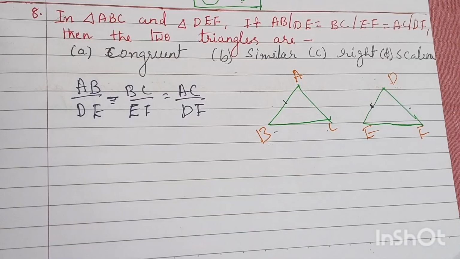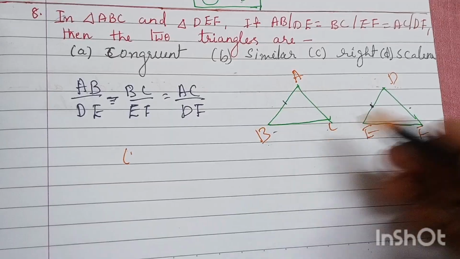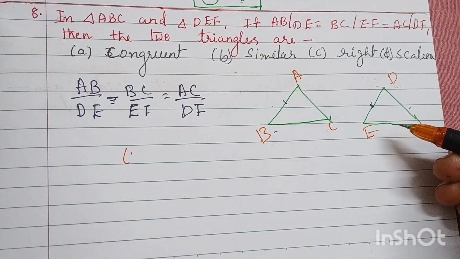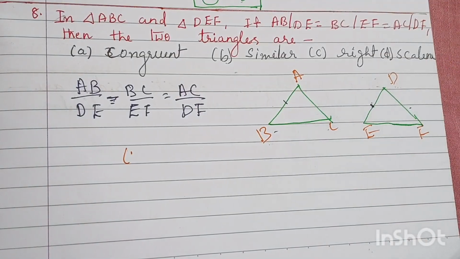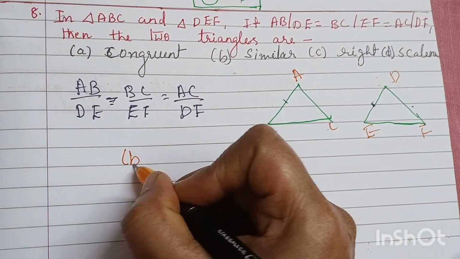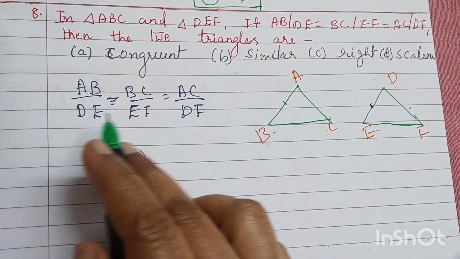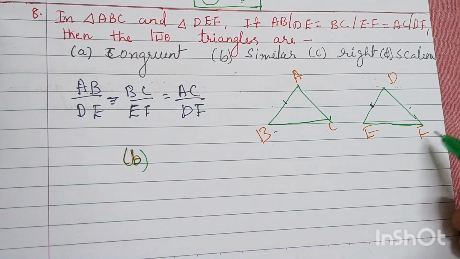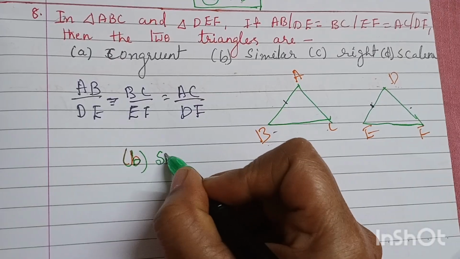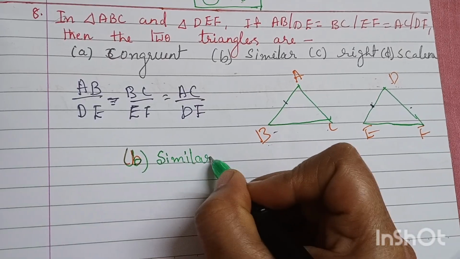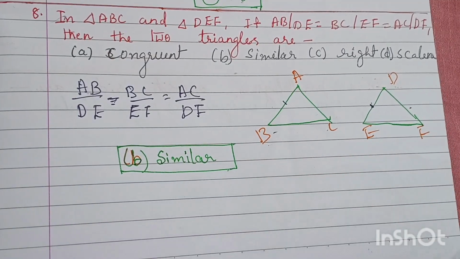So the answer is B. Congruent means we get the exact value. If AB and DE were equal, then it would be congruent. Okay, right angle means any one angle should be 90 degrees. Scale means different measurement. So here the answer is B, similar triangle. They look similar. The reason is it is in ratio form, AB by DE, BC by EF, AC by DF. So the answer is B, similar.